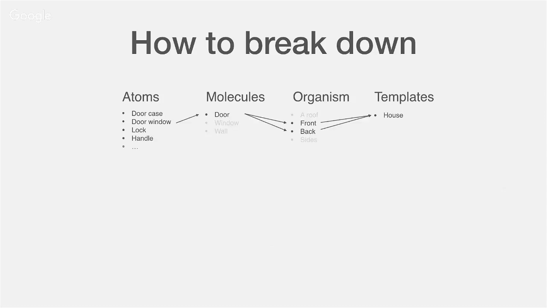Just to show how you navigate, this is a way. You go from all those four atoms to a door. That door could be part of the organism front and back, not the sides or the roof, because we decided that would make no sense. So in our case, we only provide the door at the front or the back of the house, and the template is a house. If it would be a company that also builds garages, then we would have a second template garage, and maybe a molecule garage door or door. That's something you need to decide.